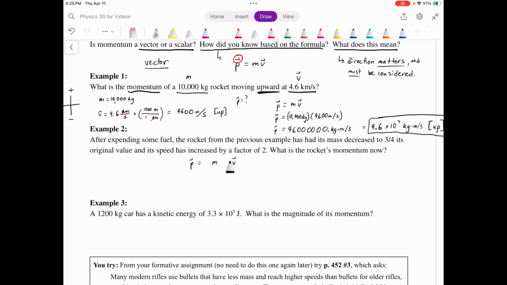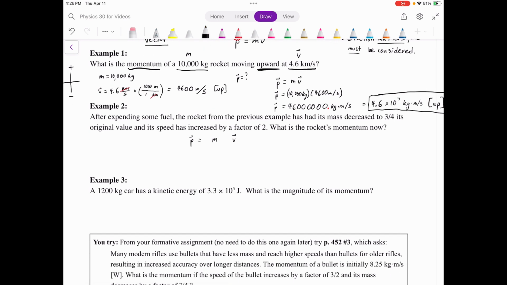Doubling this gives us an answer 2 times bigger now. So what's happened is that the mass has been decreased to 3/4 its original value. So the mass has essentially been multiplied by 3/4, right? And the velocity has now been multiplied by 2. It's increased by a factor of 2. It got 2 times faster, okay?